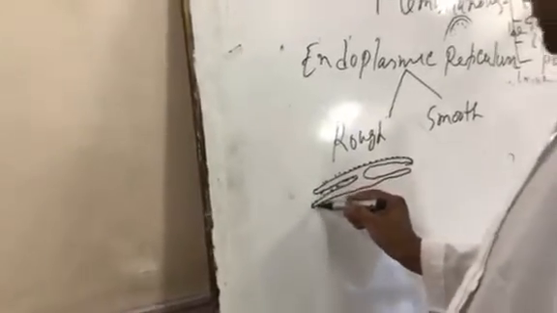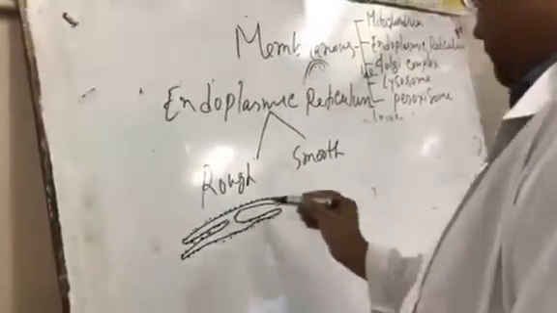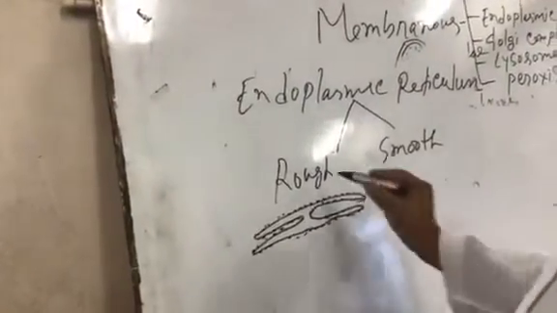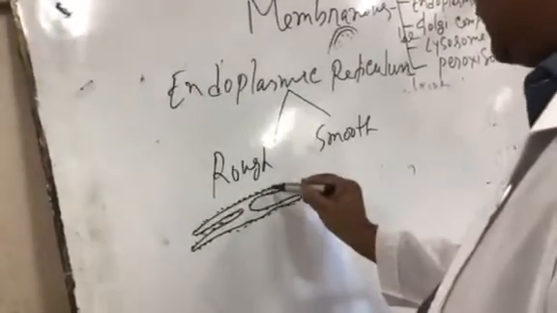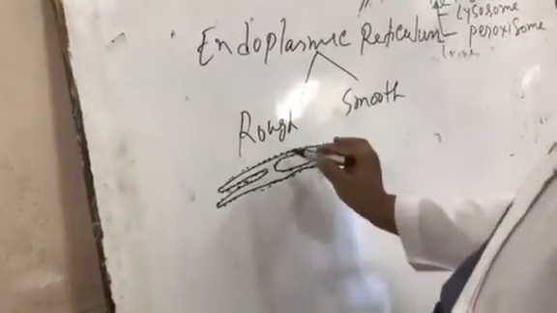Endoplasmic reticula are actually interconnecting channels. In rough endoplasmic reticulum, the ribosomes are attached. These are ribosomes, the dotted things. Ribosomes are attached on their surface.